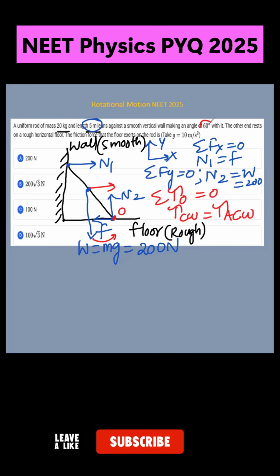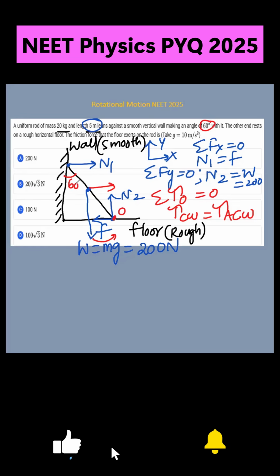To do that, the wall makes an angle of 60 degrees here. So this angle is 90, so this will be 30 degrees. Obviously this will be 30. So this length will be L by 2. So L by 2 cos 30 is the perpendicular distance to the weight. So weight into L by 2 cos 30, that is anti-clockwise, balanced with clockwise.